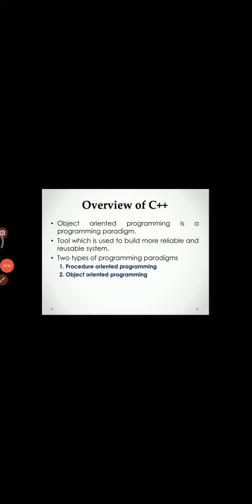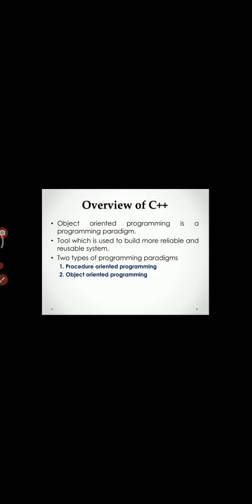Subject is Object Oriented Programming. Unit number 1, Fundamentals of Object Oriented Programming. Overview of C++.